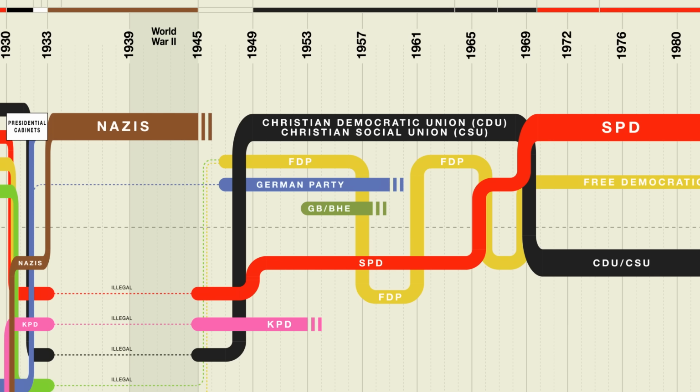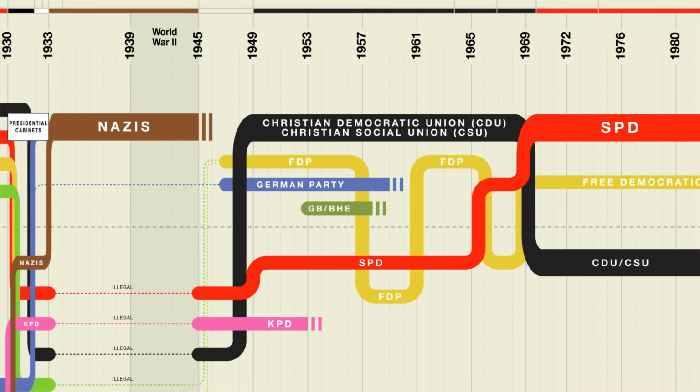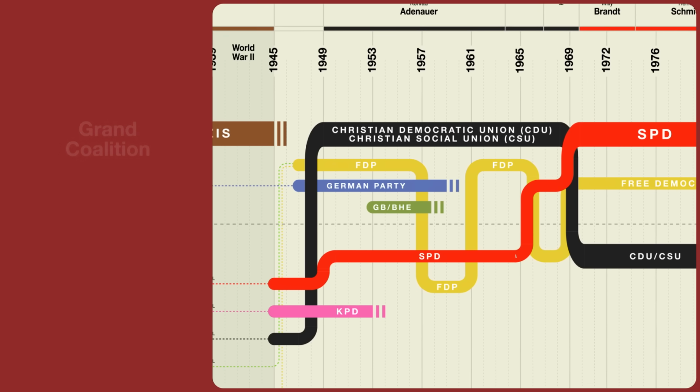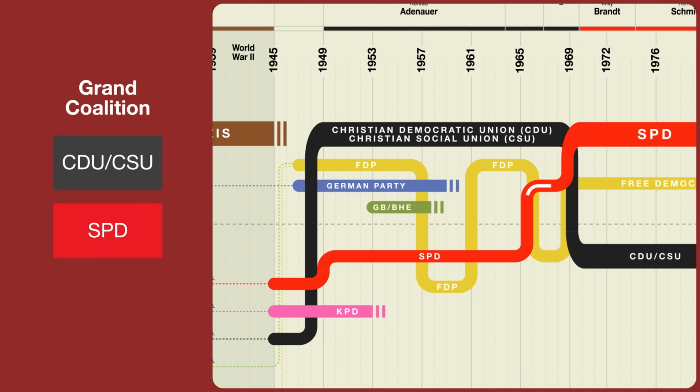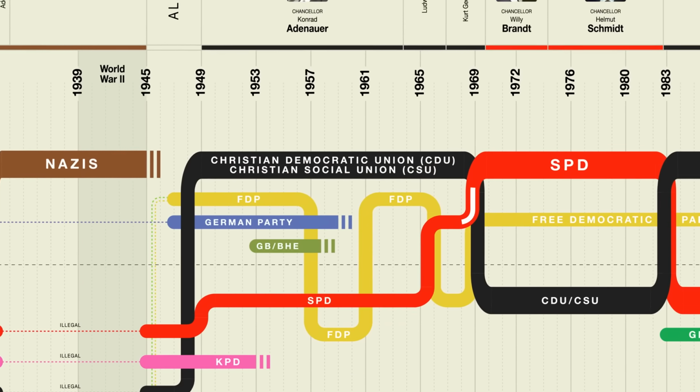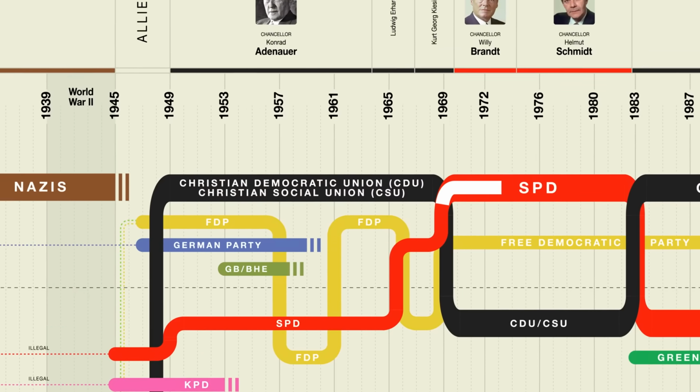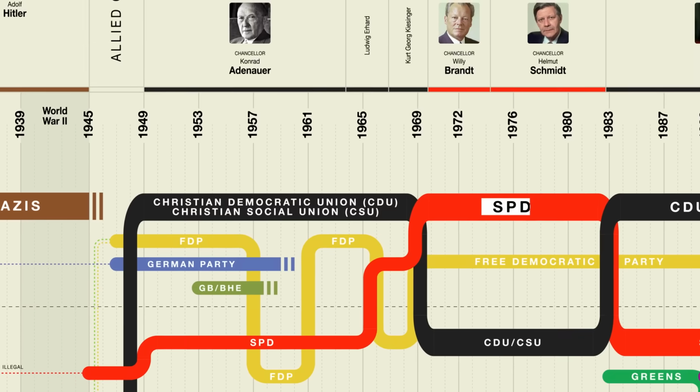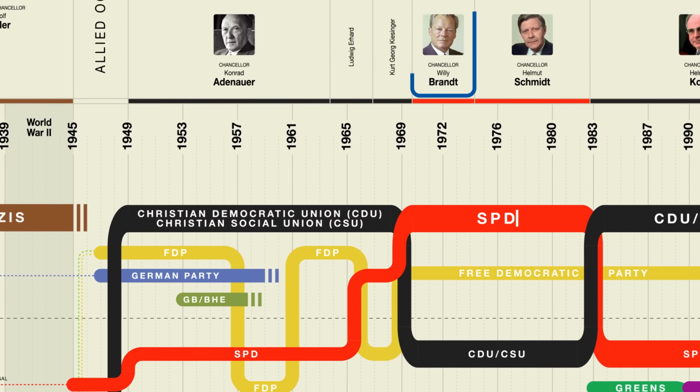In 1966, something interesting happened. There was a falling out between the CDU and the FDP over the budget, resulting in the CDU needing a new coalition partner in order to stay in power. Thus, Germany's first grand coalition was formed, meaning that the two largest parties, the CDU and the SPD, agreed to work together. However, at the next election, the SPD surpassed the CDU for the first time and was thus able to form their very first government, with Willy Brandt becoming chancellor.